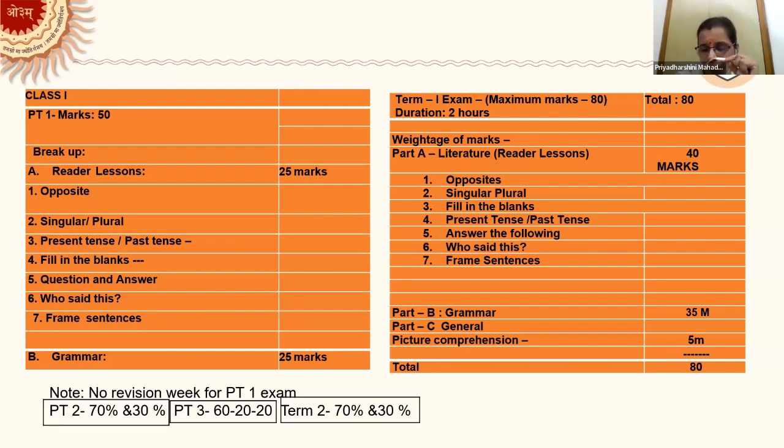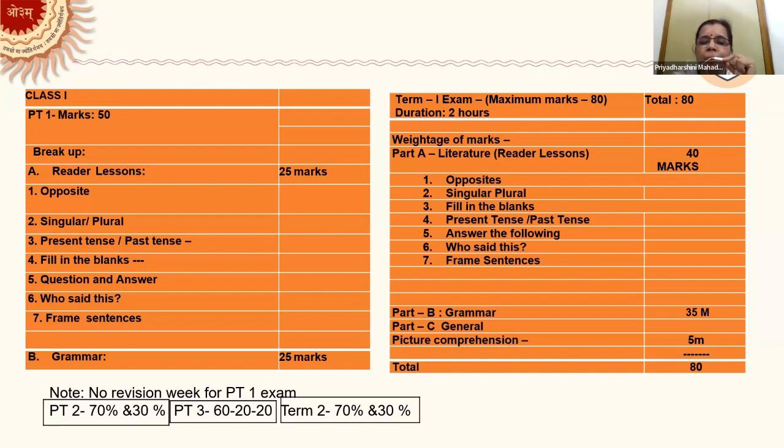I think you had a session on this picture comprehension also: how to choose pictures and how to give questions based on that. So that is for 5 marks. So 40, 35 plus 5, together it is for 80 marks. So here you will get all these things in the course of study. Those who are following our course of study, you will get to know about this.